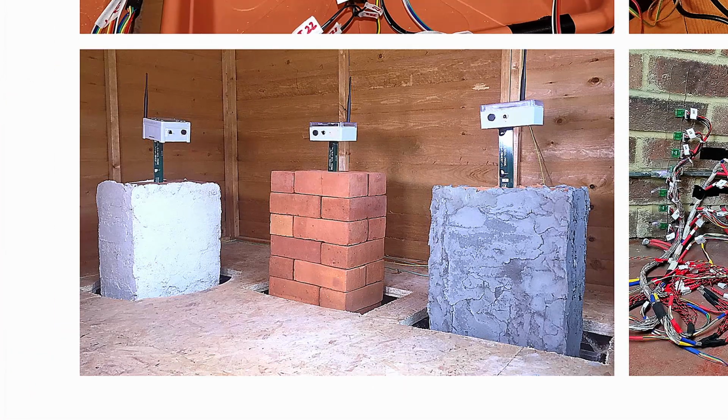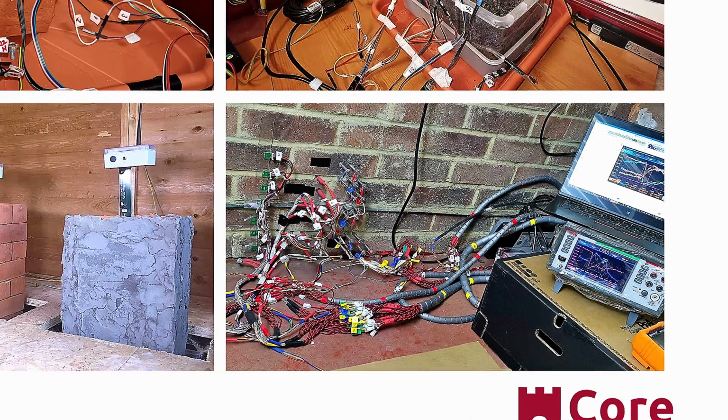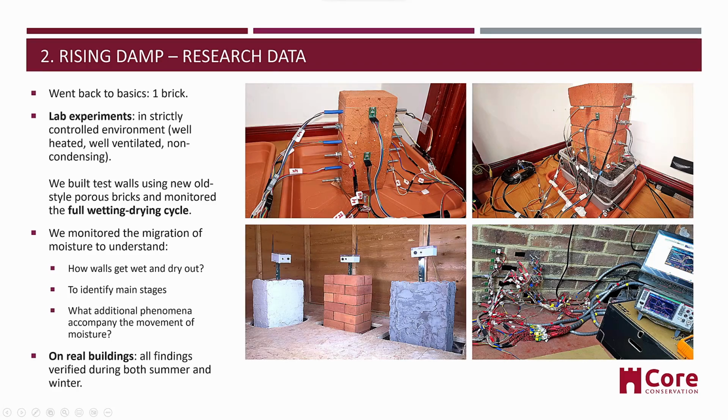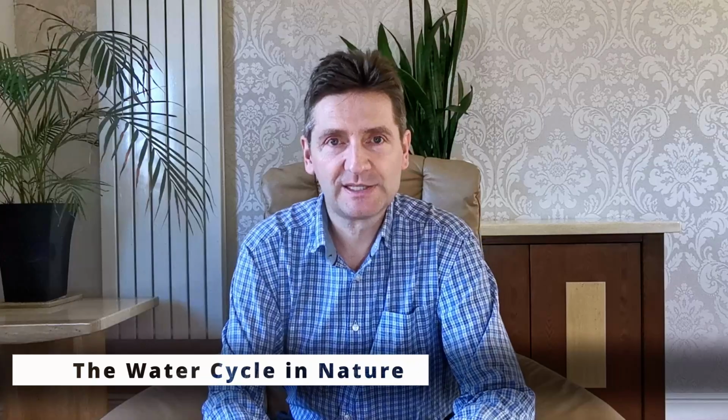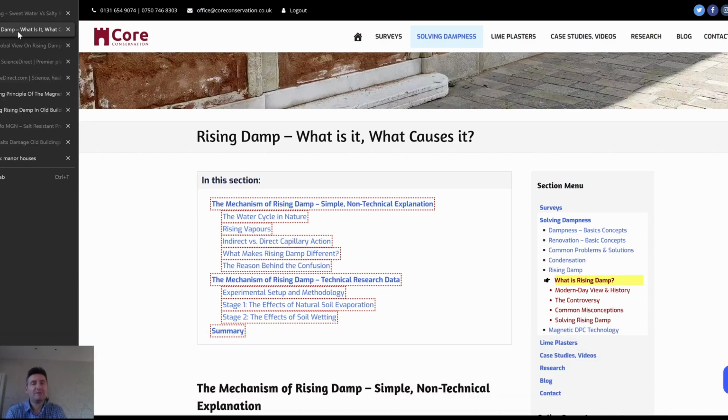Then we started building little walls, and then finally we went to real buildings, verifying the lab findings on real buildings. We wanted to understand what the main stages of rising damp are, what additional phenomena accompany the movement of moisture, and whether what we see in the lab applies and is true in real buildings. And the answer was yes, it was. And if you want to understand the fundamentals of rising damp, we need to go back to nature.